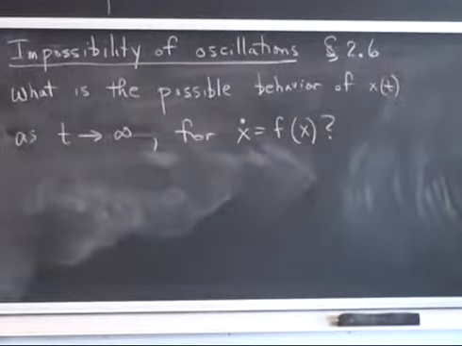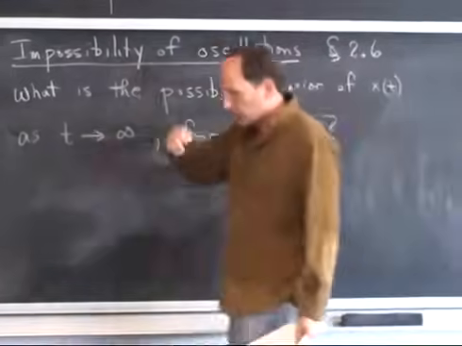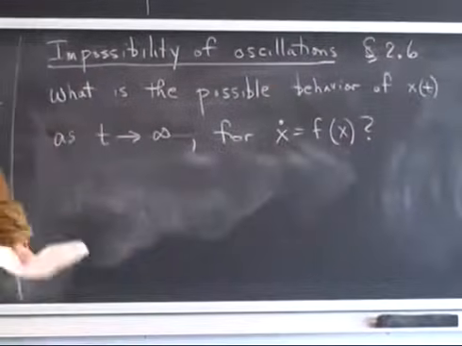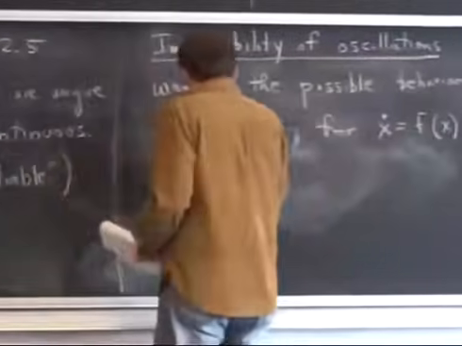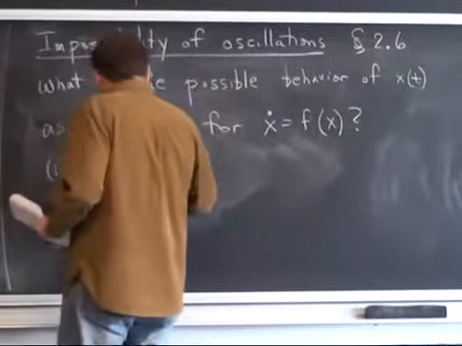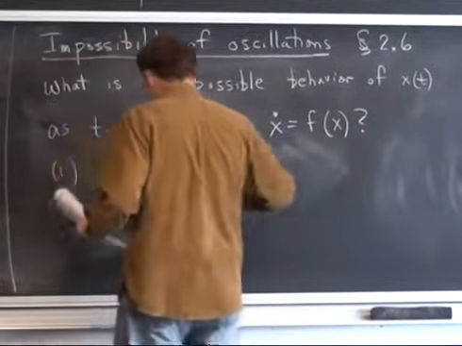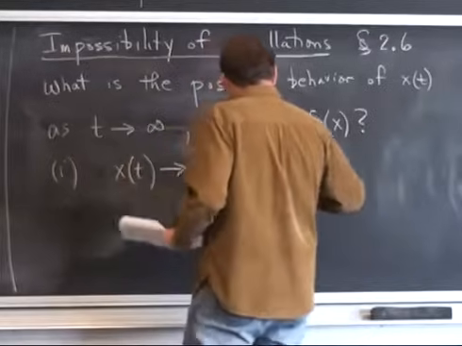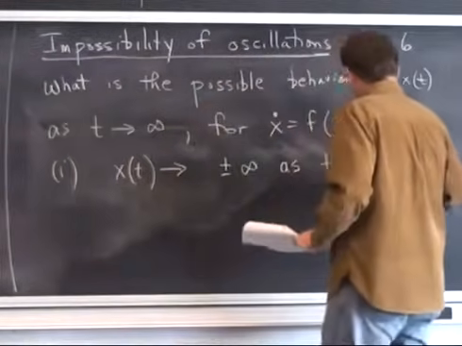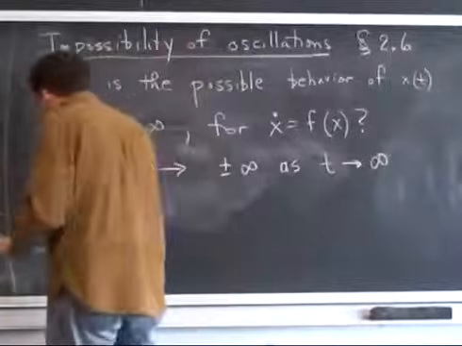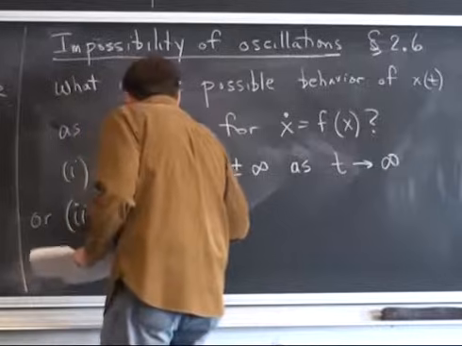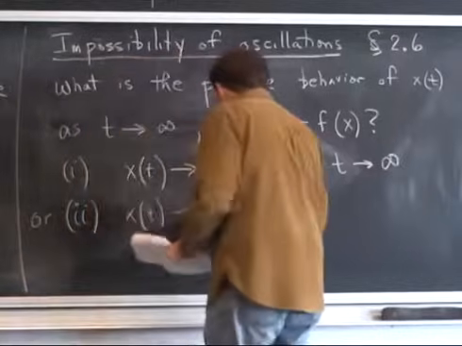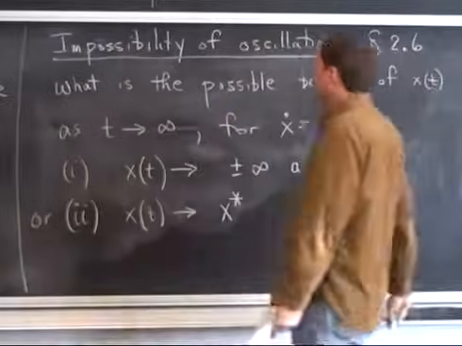then the only things that can happen are either, as we saw in the earliest example, where I had that one unstable point and trajectories either went out to plus or minus infinity. You can have that. So either x of t goes out to infinity in one or the other direction, or x of t approaches a fixed point. That's it.